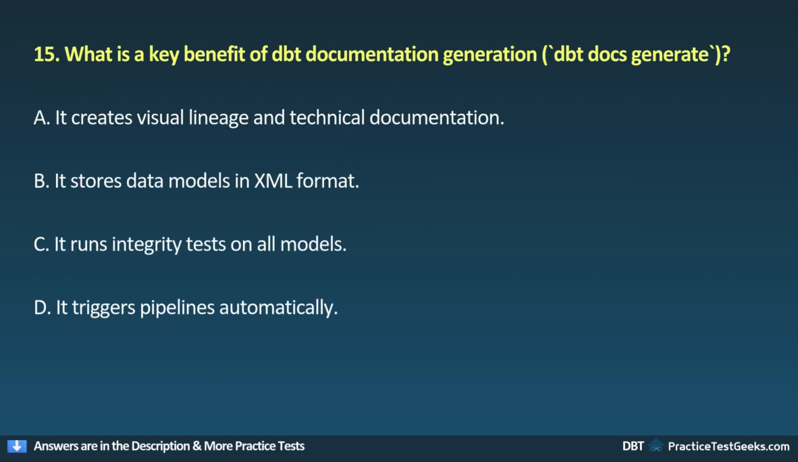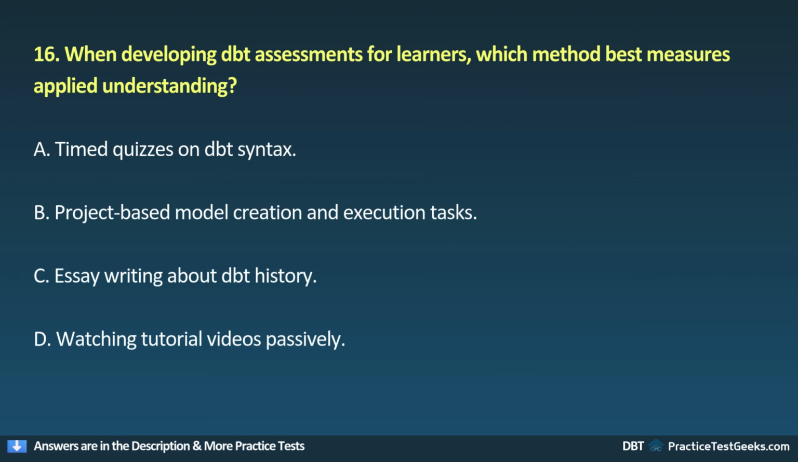15. What is a key benefit of DBT documentation generation? A. It creates visual lineage and technical documentation. B. It stores data models in XML format. C. It runs integrity tests on all models. D. It triggers pipelines automatically.